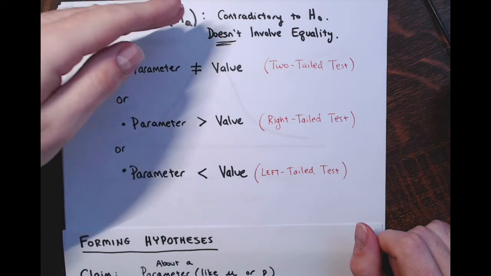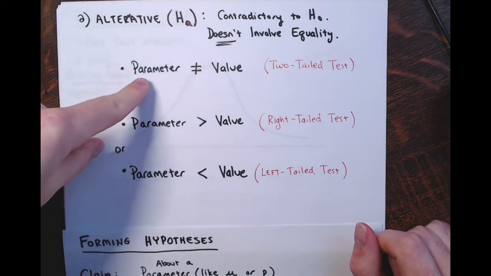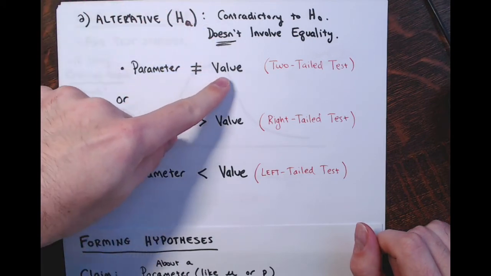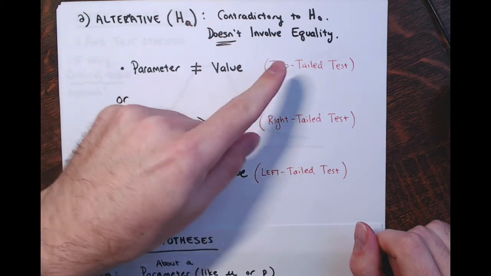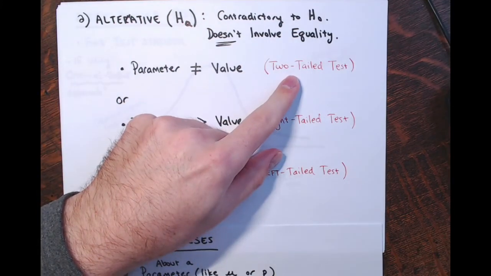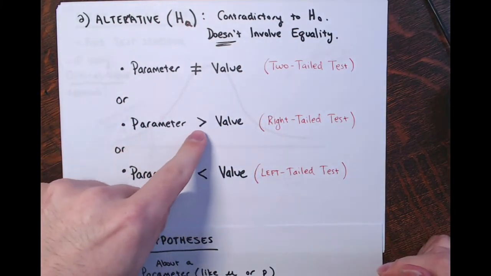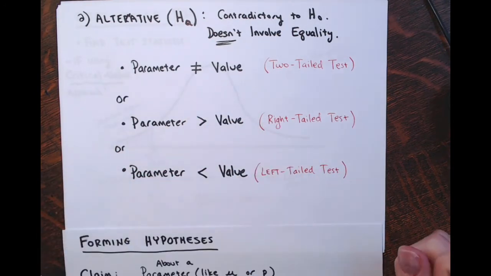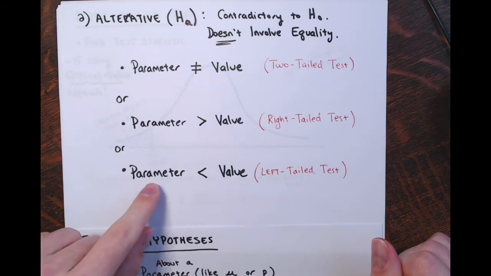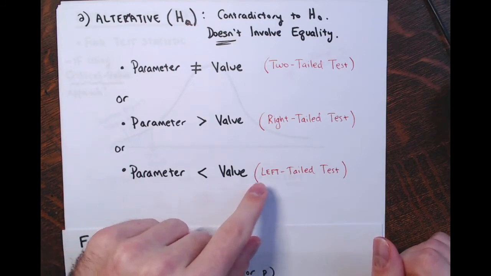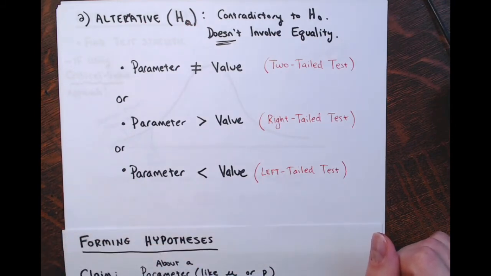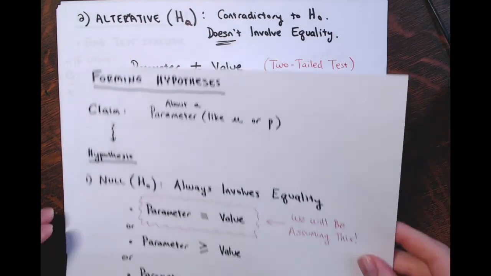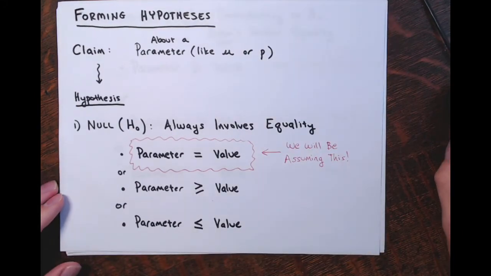So the alternative hypothesis could look like one of the following. The parameter is not equal to a value, and in that case you're performing what's called a two-tailed test. The parameter is greater than a specific value, and you're performing a right-tailed test. Or the parameter is less than a specific value, and you're performing a left-tailed test. But we're not being asked about the types of tests here. We're just asked about forming the hypotheses. All right, so let's go to the question.